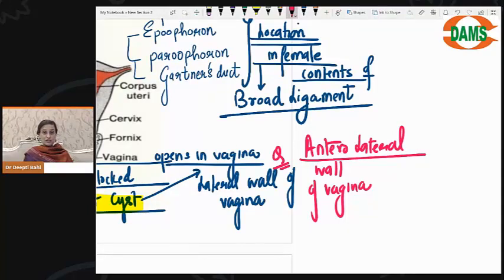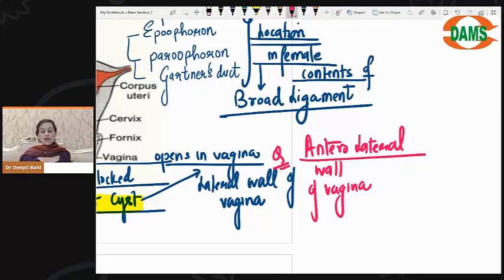Paratubal is very easy. Paratubal means around the tube, and cyst means a cystic structure. So these remnants can sometimes form cystic structures around the fallopian tube. So you will see them as paratubal cysts.